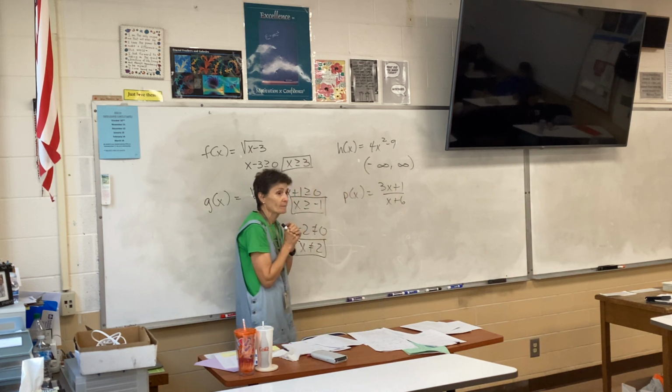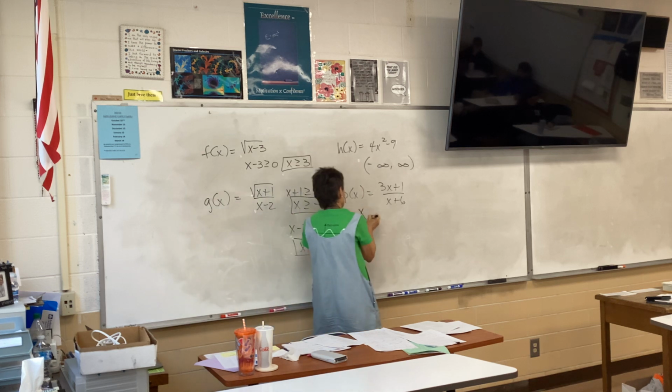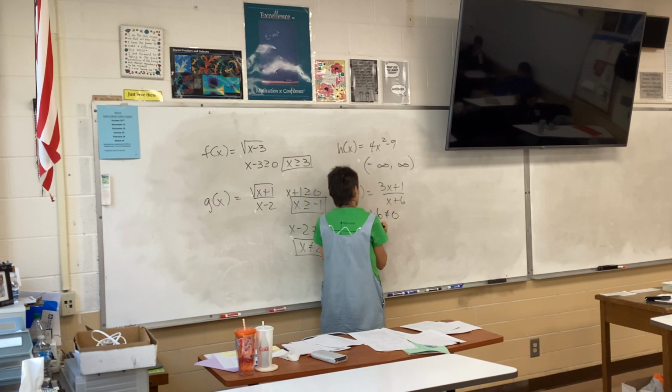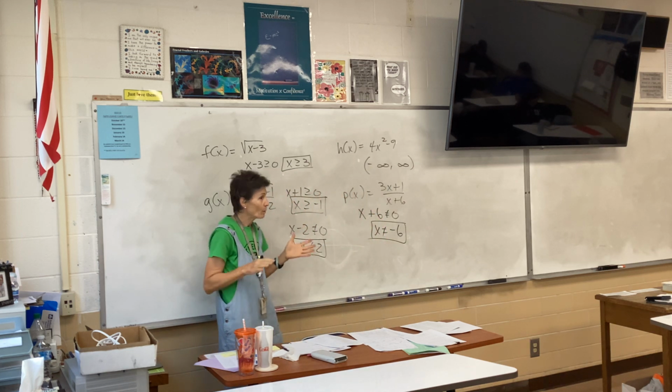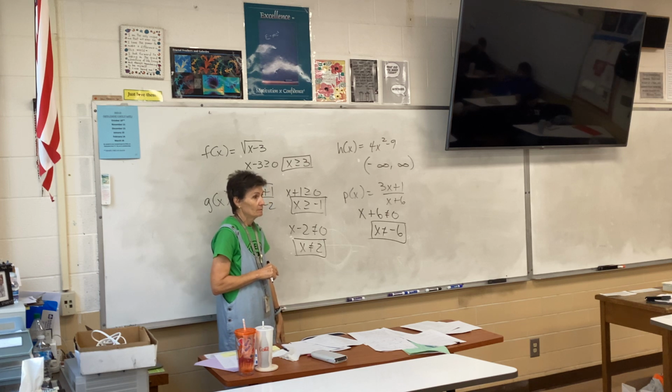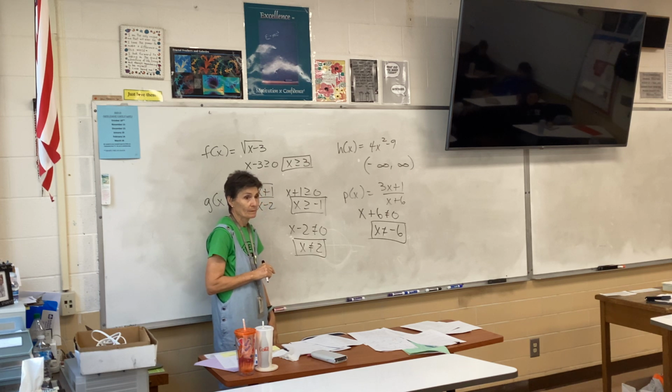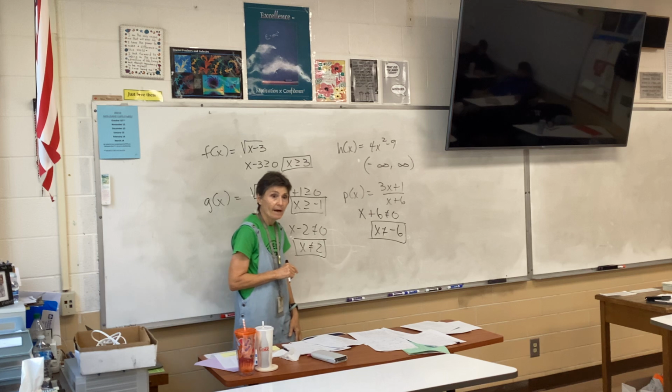Last one. X cannot equal 6. X plus 6 can't be 0, so X cannot be negative 6. That's the answer. All right, does anybody have a question about part 1? We're good on that? Perfect, perfect.